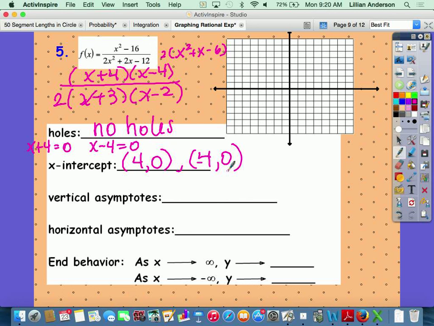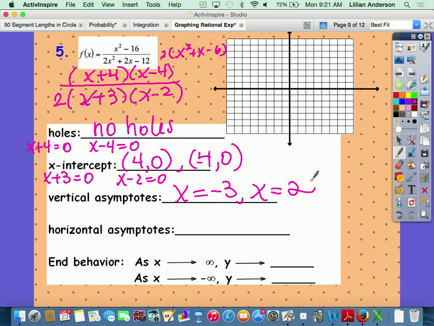And unlike the other ones, I don't have one vertical asymptote, I have just 2. I have to set the denominator equal to 0. So x plus 3 equals 0, x minus 2 equals 0. I don't include the 2 because there's no x associated with it. So it's just like an arbitrary number. So I have vertical asymptotes at negative 3 and 2.